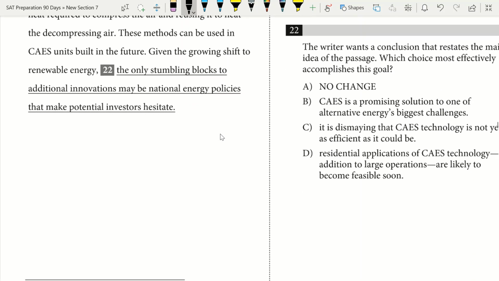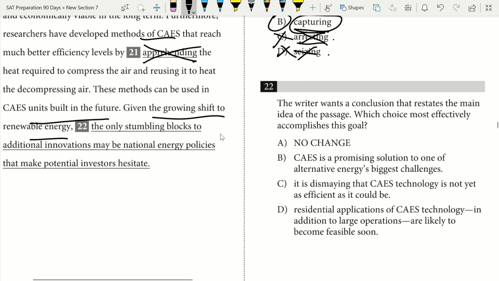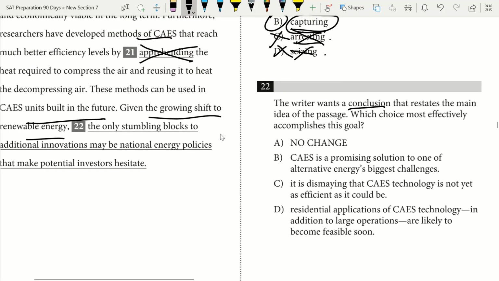So, all right, these methods can be used in CAS units built in the future. Given the growing shift to renewable energy, the only stumbling blocks. All right, anytime I have the last part of a passage underlined, I know I'm pretty much asked what should conclude. Sometimes they'll give me directions for how they want me to conclude. In this case, it says it wants me to conclude with a restatement of the main idea of the passage. So which choice is going to restate the main idea of the passage?